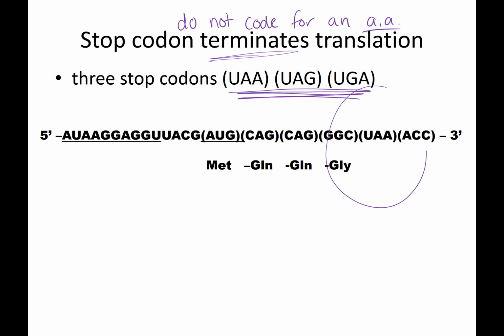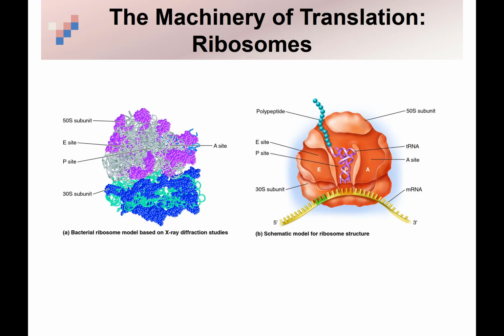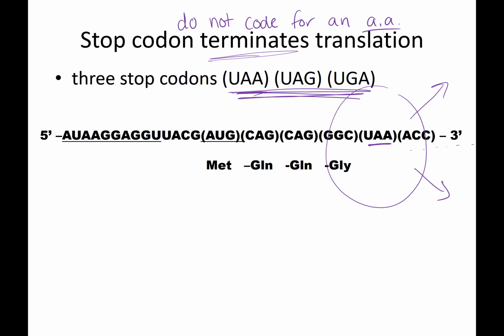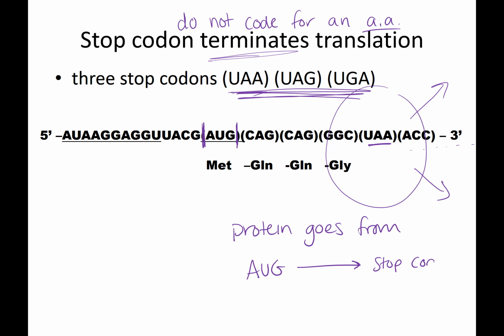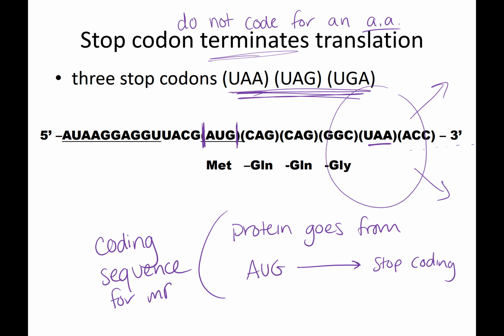So when the ribosome comes here and reads UAA and knows that's a stop codon, the ribosome actually falls off the RNA. Even if there's a bunch of RNA sequence past that, it will not translate. Stop means stop. So a protein goes from AUG to the stop codon. That's called the coding sequence for the mRNA.